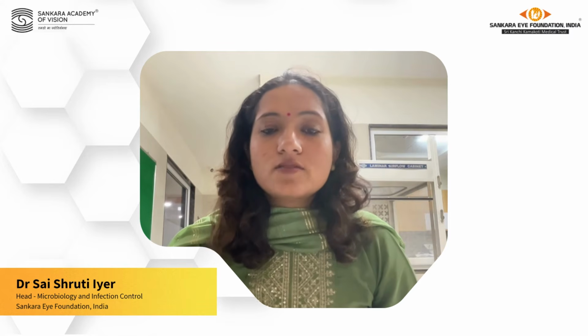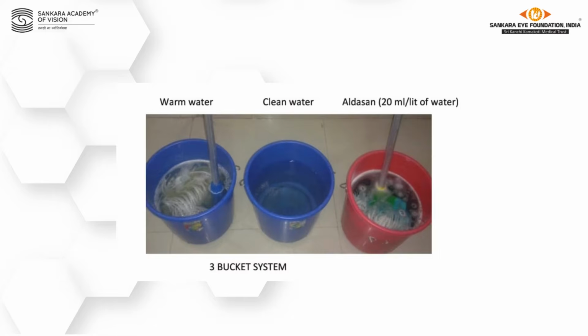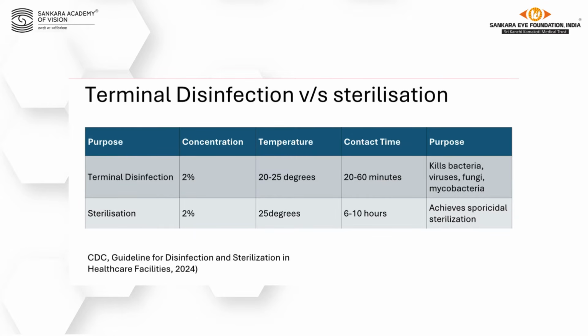The right concentration. 2% of glutaraldehyde should be used when we are cleaning the OT. For the commonly used products, we should use 20 ml in 1 liter of glutaraldehyde. The correct contact time. To achieve terminal disinfection, we should have a minimum contact period of 20 minutes. If you want to achieve sterilization, this contact period should be extended to 14 hours.